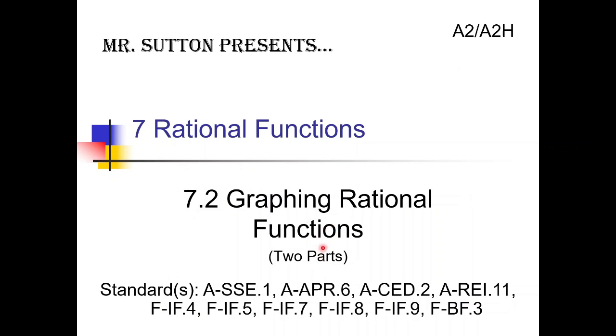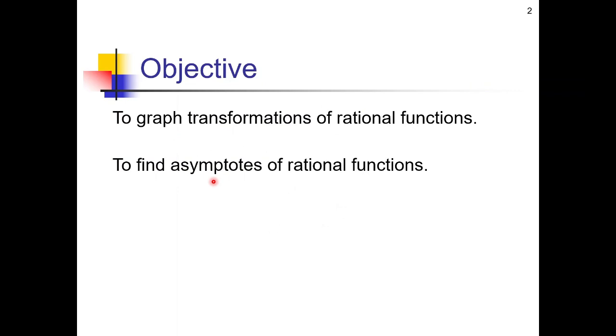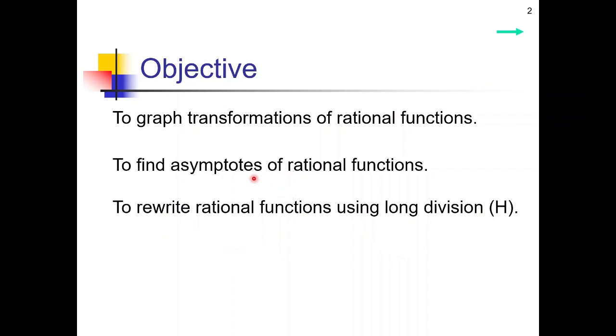This is going to be a two-parter. In part one, we're going to be graphing transformations of rational functions, and then we're going to move on from there to find asymptotes of rational functions based off the functions themselves, and we're going to use that to do a little bit more graphing. And then as an add-on to that, if you're doing the honors version of this, we'll also be rewriting rational functions using a little long division. And we'll see a cool application at the end involving some 3D printed hands.